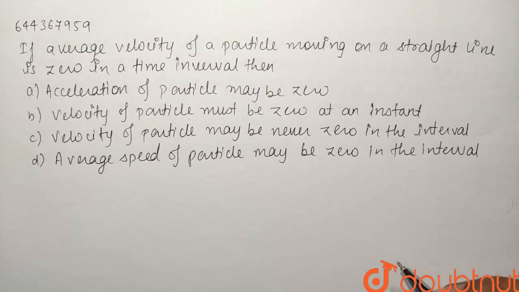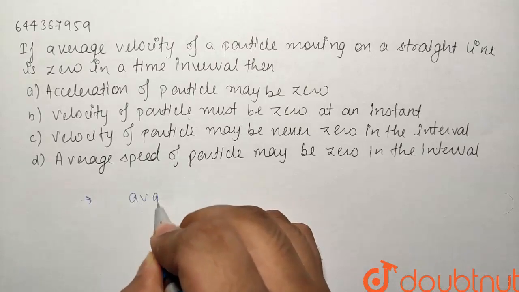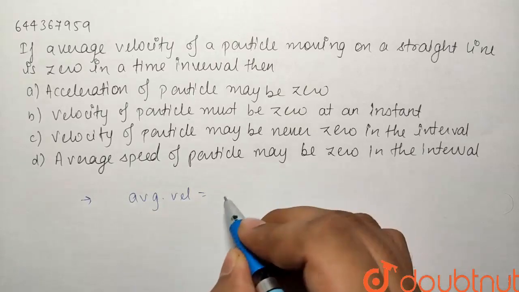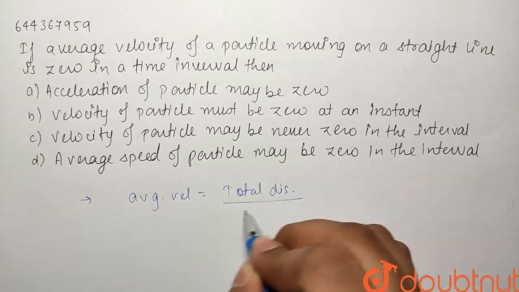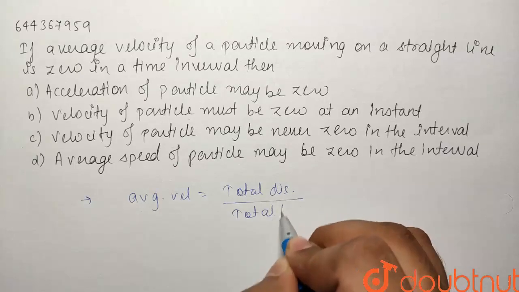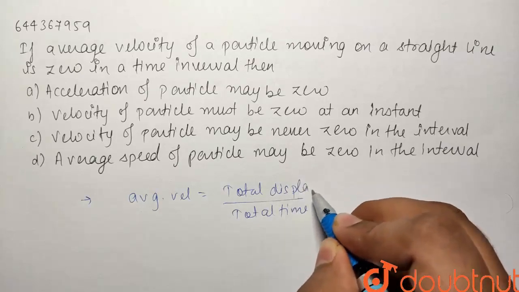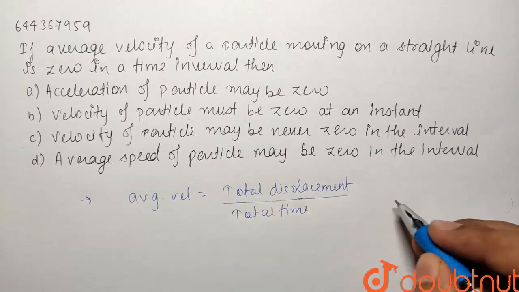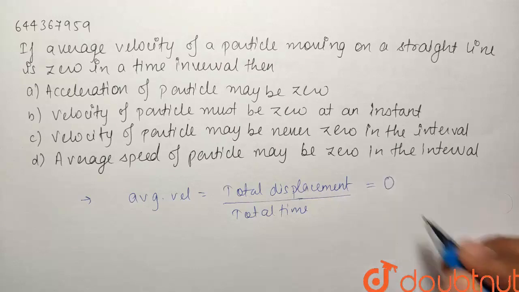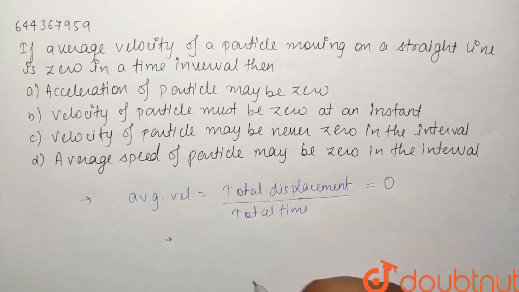If I talk about having a 0 average velocity, then average velocity we know is nothing but total displacement by total time. So for this to be equal to 0, total displacement has to be equal to 0. So if total displacement is 0, then it can be two things.